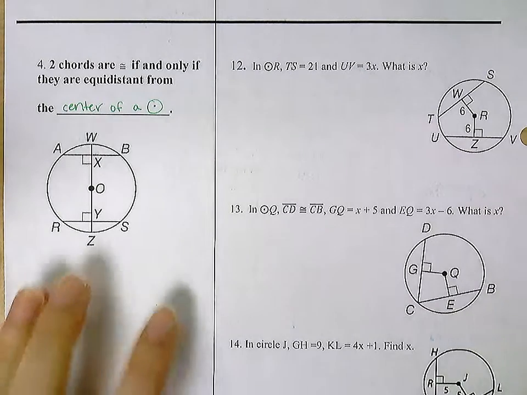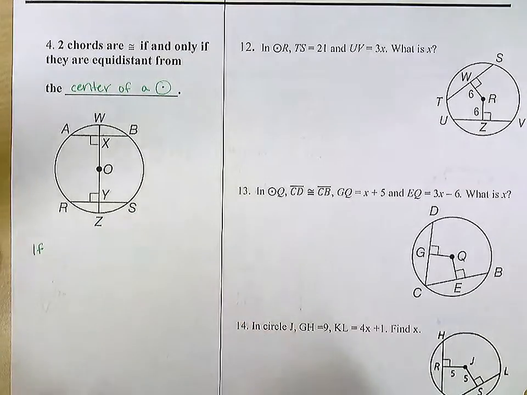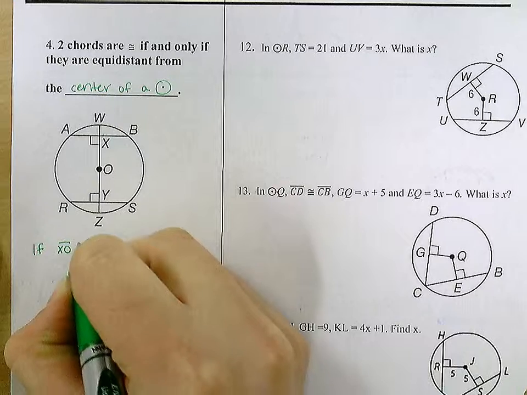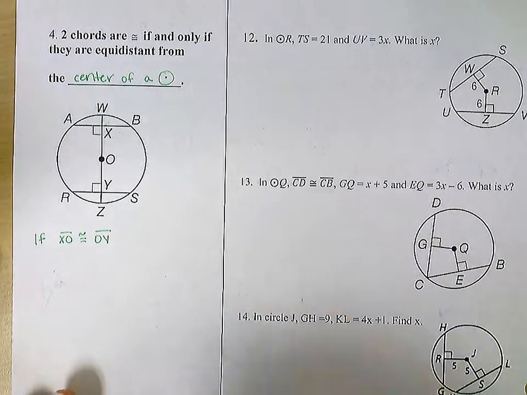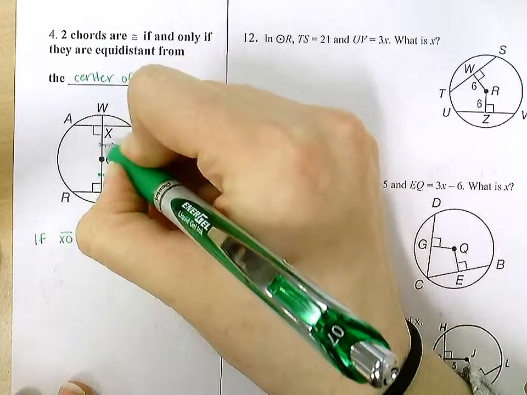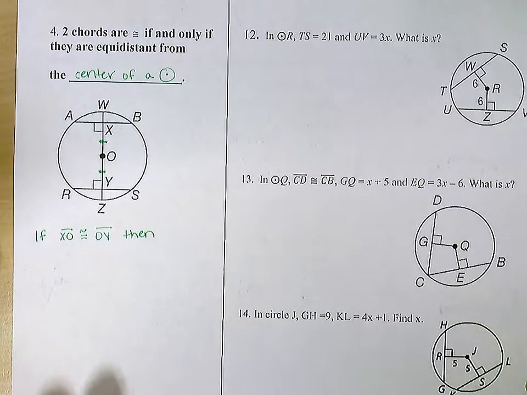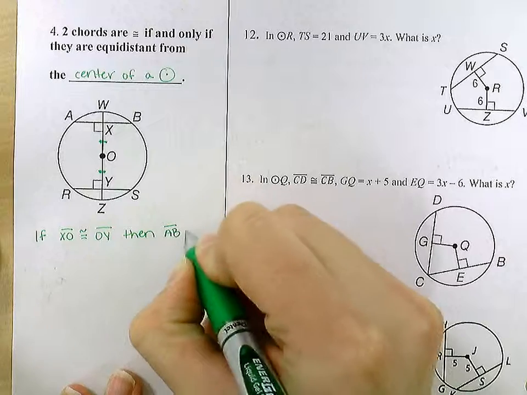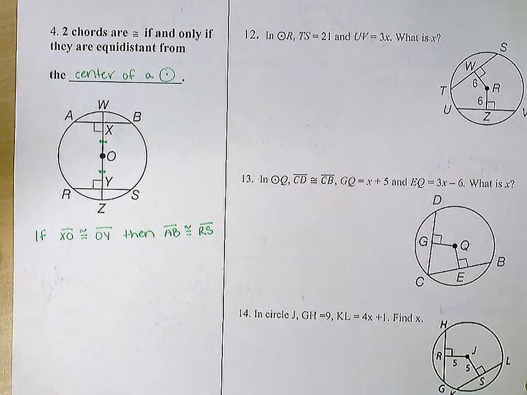So, in my circle below here, if I know that segment XO is congruent to segment OY, okay, so if I know these two segments are congruent or the same length, then I can say my chords that they intersect are congruent. So I can say AB is congruent to RS. Okay?